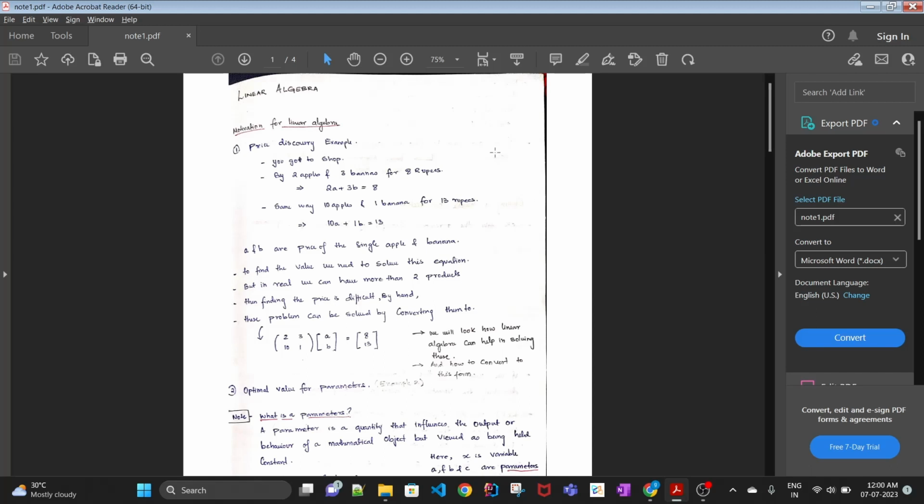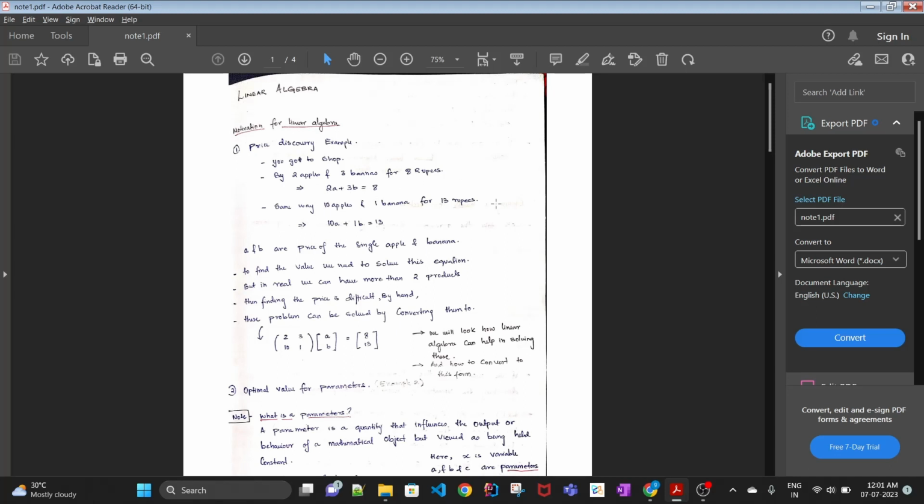On linear algebra. So today we'll understand the motivation for learning linear algebra with two examples. The first one is a price discovery example. Consider you are going to a shop and you buy two apples and three bananas for 8 rupees. You can form an equation from this: 2a plus 3b is equal to 8.